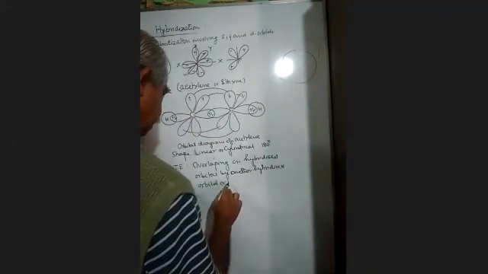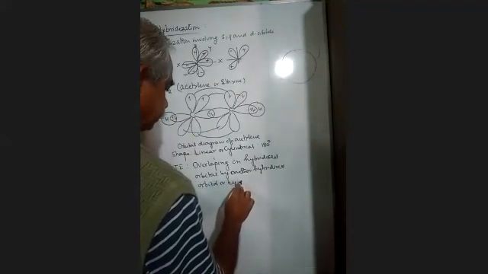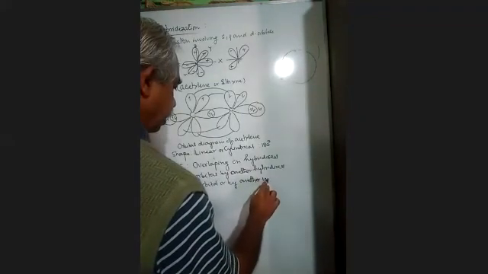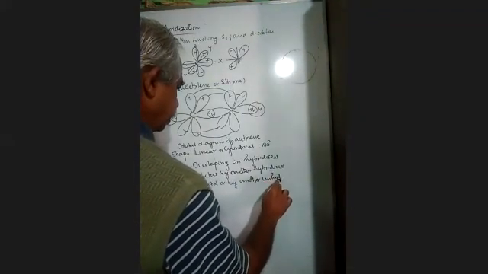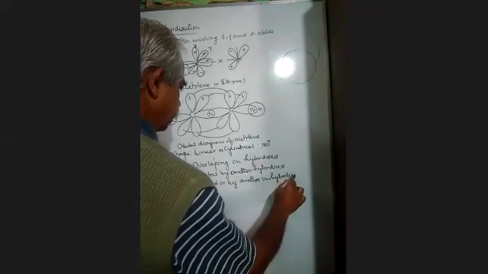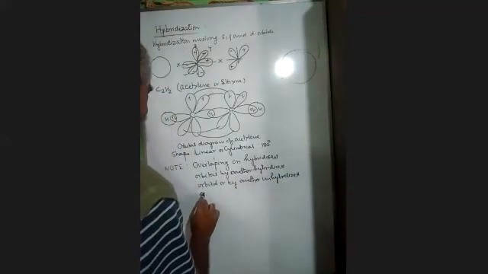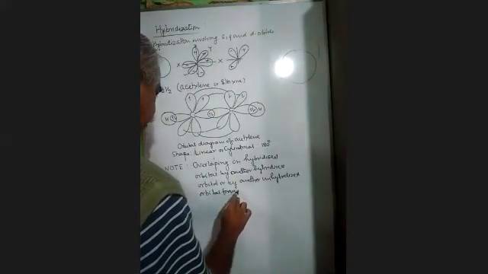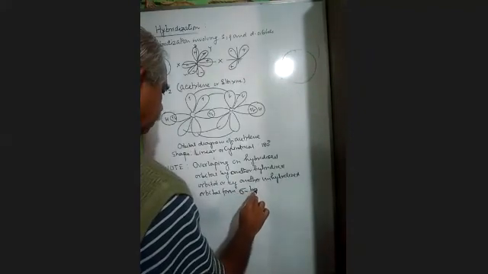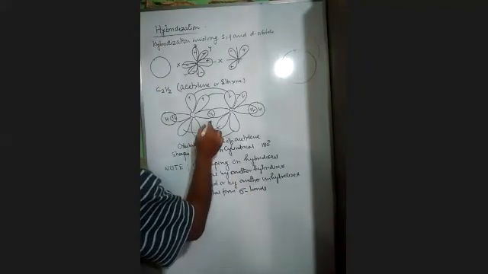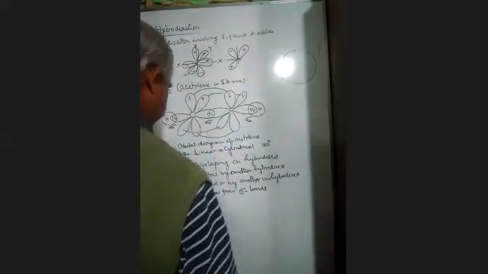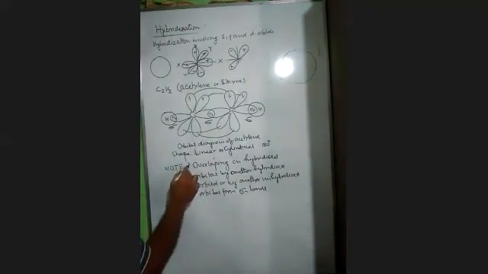Or by another unhybridized orbital or sigma bonds. See, this is sigma bond, this is sigma bond. This is 1, 2.